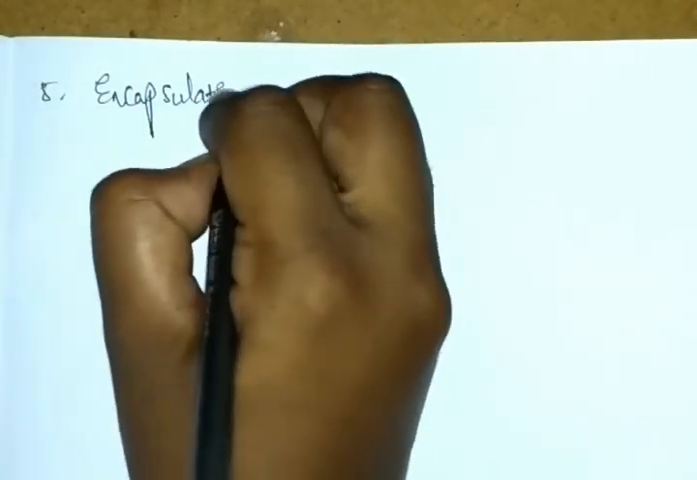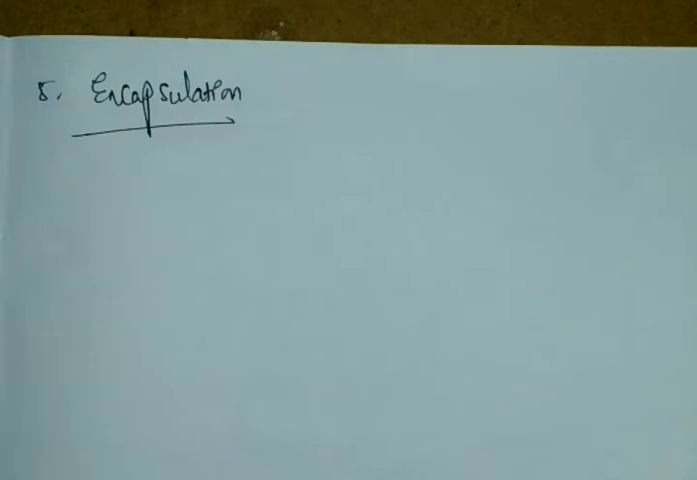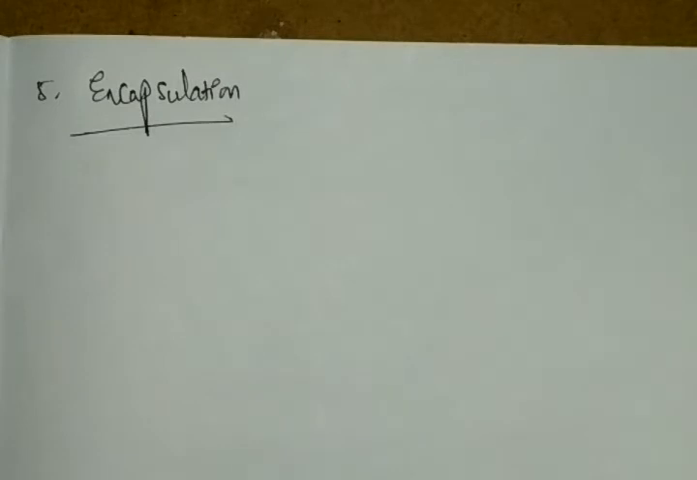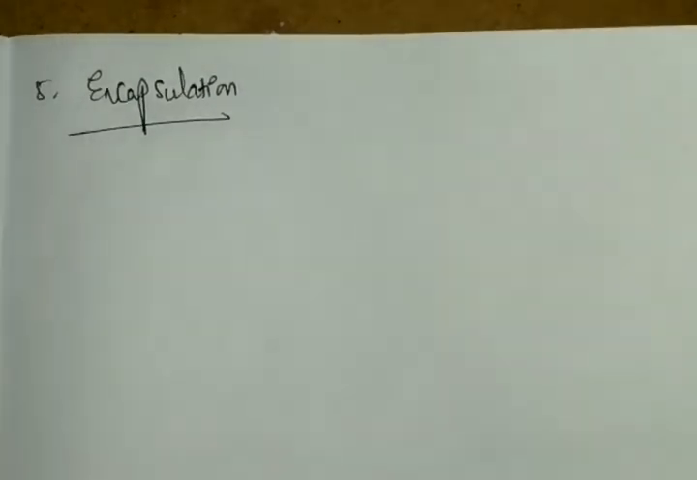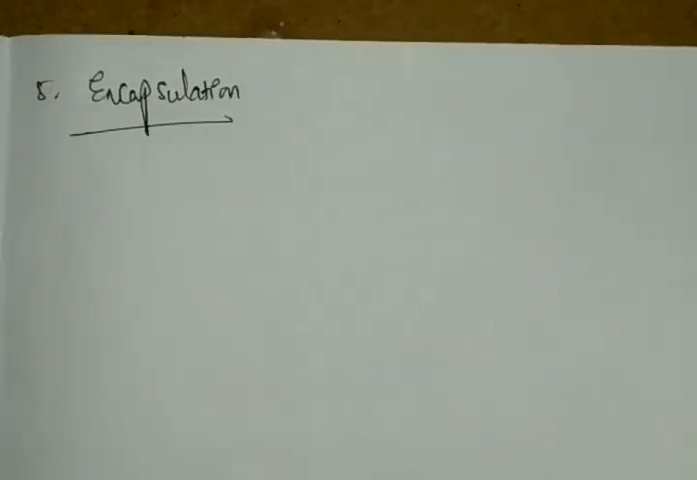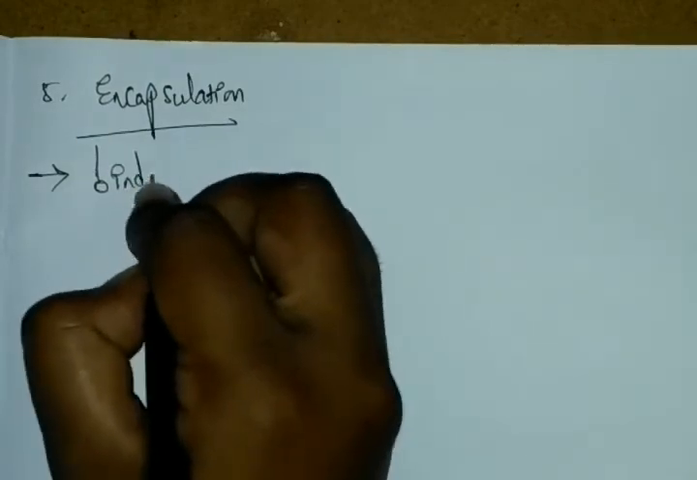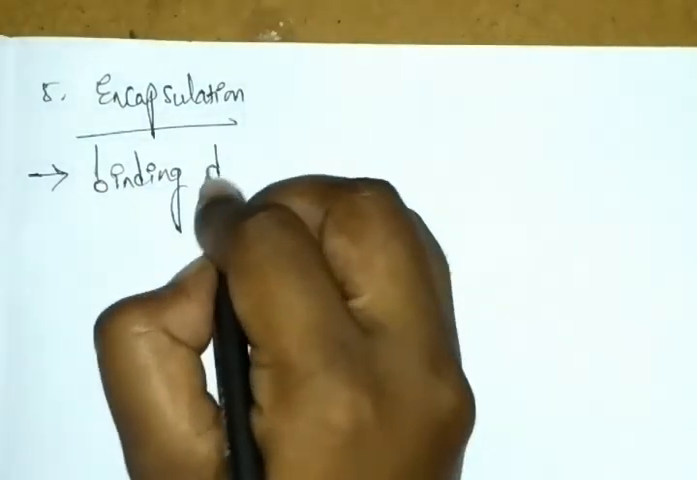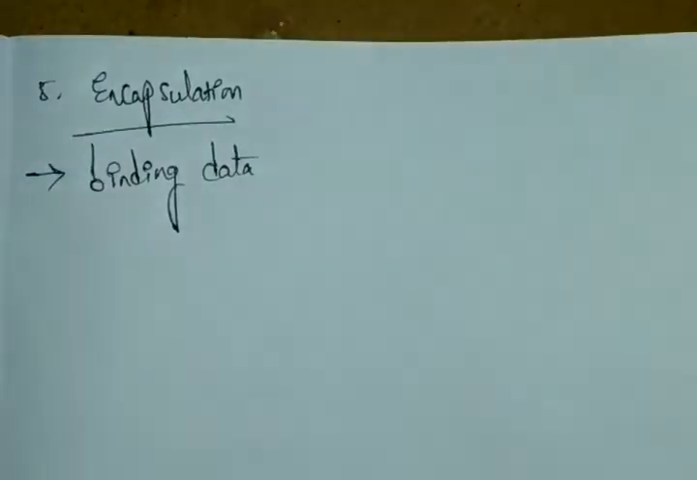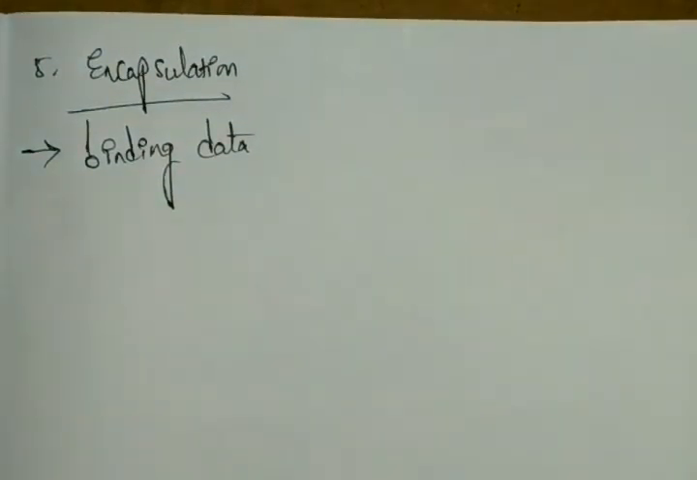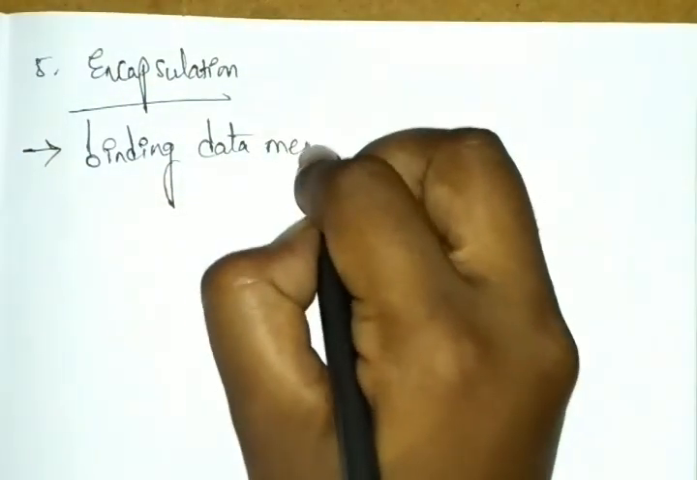So this encapsulation can be performed by the members of the functions, which means it binds the data members and the corresponding methods into a single module, that we call a class. So first it is performing the binding of data members.